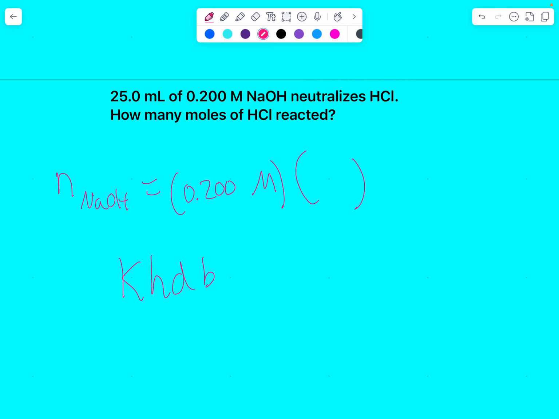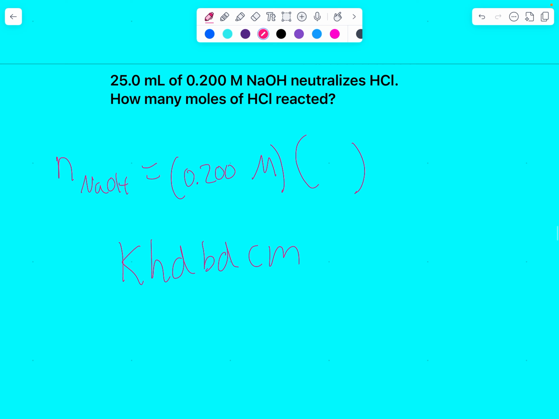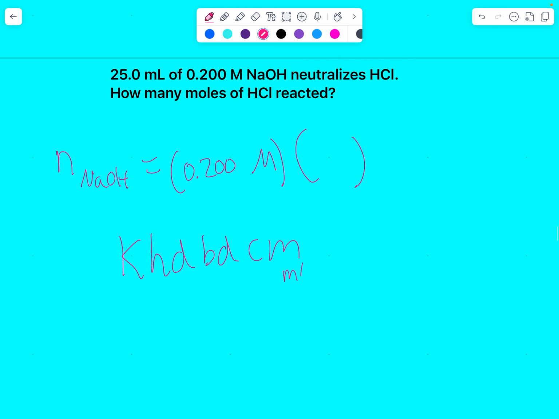King Henry died by drinking chocolate milk. So I'm at milliliters. I need to get to the base, which is liters. So I'm going to move to the left by how many times? 1, 2, 3. So let's move. 1, 2, 3. 0.0250 liters. Okay, so let's plug that into here.